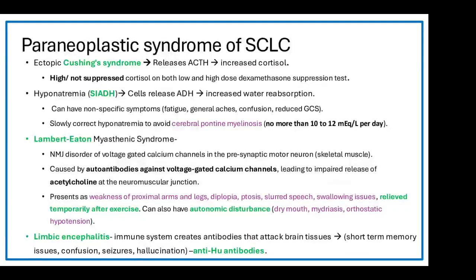The fourth and the last paraneoplastic syndrome is limbic encephalitis, and this is also when the immune system creates antibodies that attack the brain tissues, specifically the limbic system, and that can cause short-term memory problems, confusion, seizures, hallucination. One of the antibodies that's associated with this is anti-Hu antibodies, so that's something to remember as well for your exams.